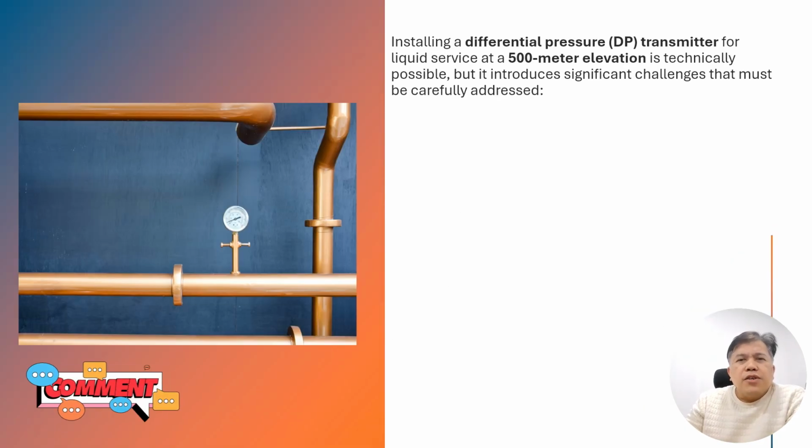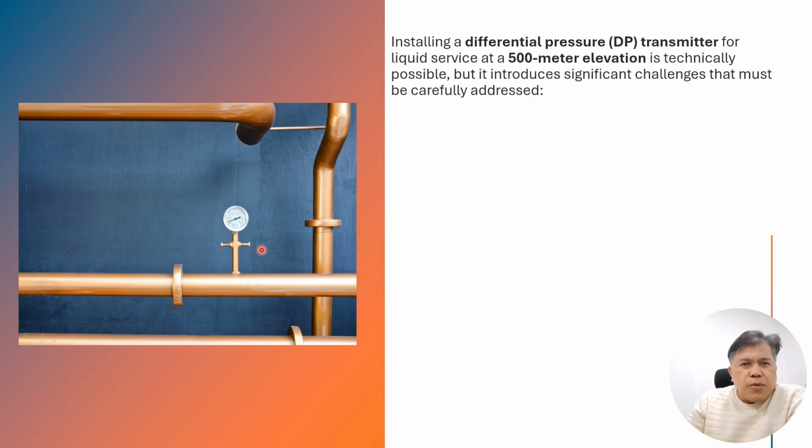So installing a differential pressure transmitter in liquid service, for example, we consider a 500-meter elevation installation. So for example, this is our transmitter, and then we install it in that particular location where the elevation is 500 meters. So technically possible, okay, but you need to consider how important the transmitter is during testing. So we need to do the calibrations, and then we need to check our testing. Can the accuracy be provided at this particular height, 500-meter elevation?